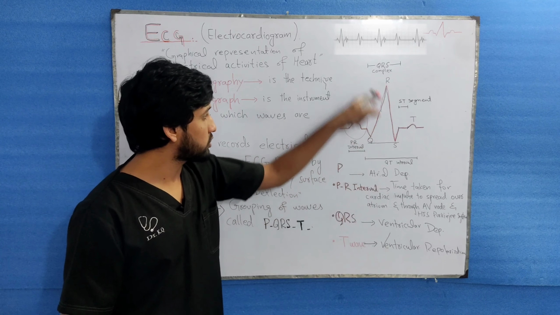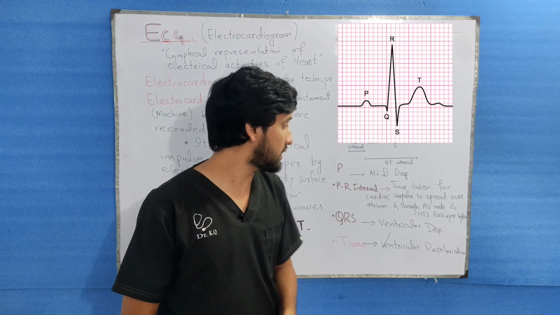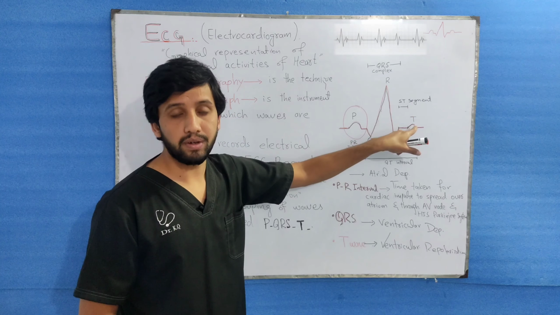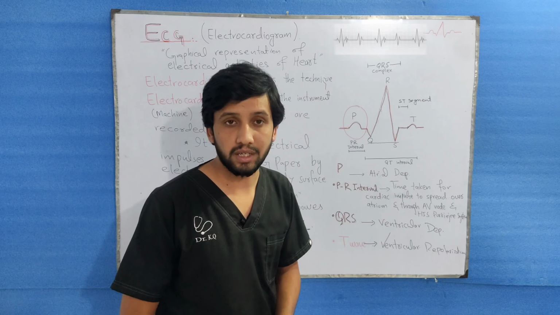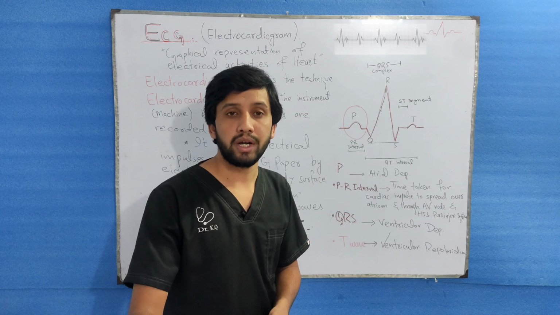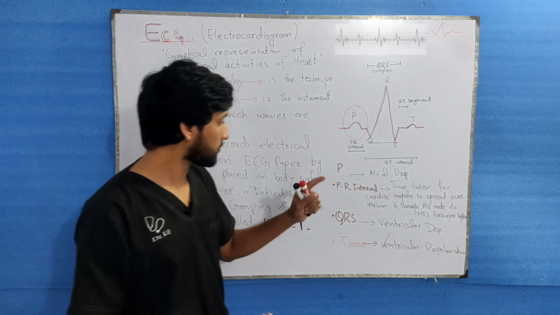Then comes the QRS complex, which is a major activity of the heart performed by the ventricles. Then comes the final part, which is the T wave. This T wave represents the ventricular repolarization. Repolarization means, in simple words, that stimulated muscles are coming back to their resting state.